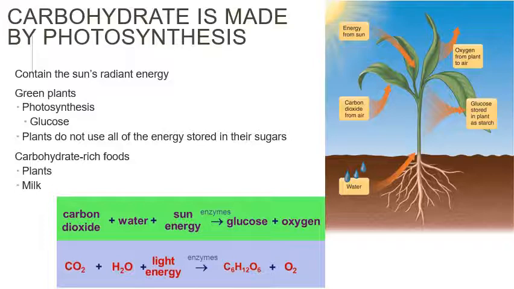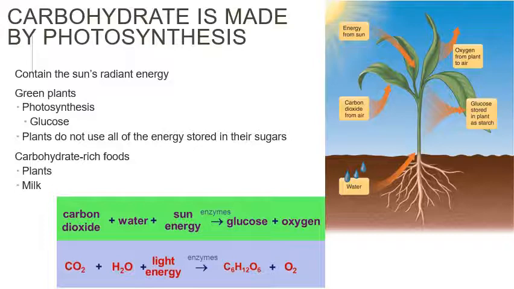Plants do not use all of the energy stored in their sugar, and when their energy is stored as sugar in them, it's called starch. For us, it will be called glycogen. That's our stored sugar. Carbohydrate-rich foods are plants and milk.